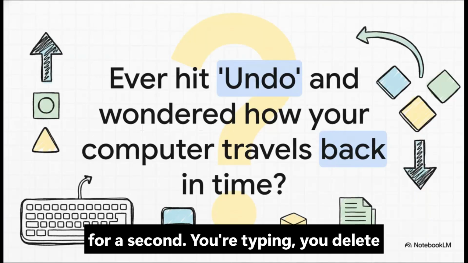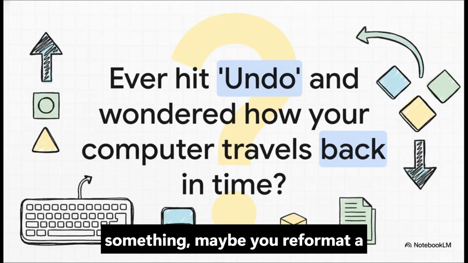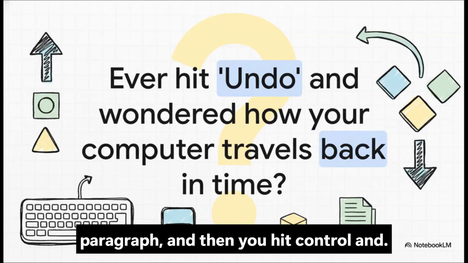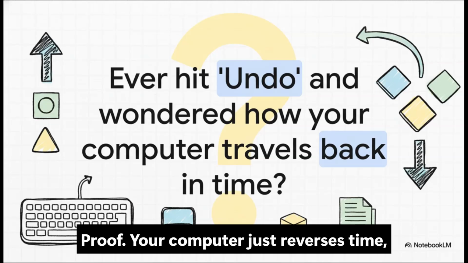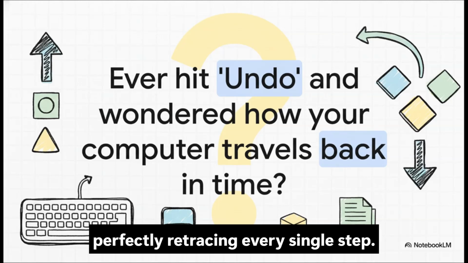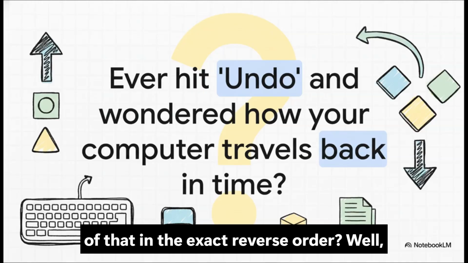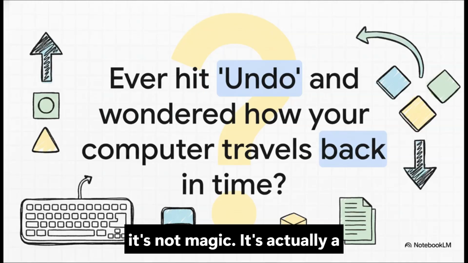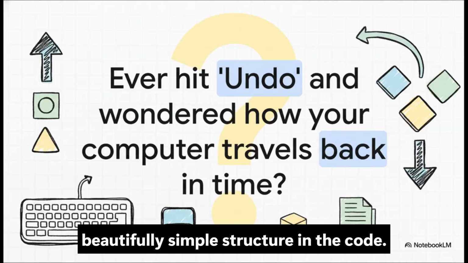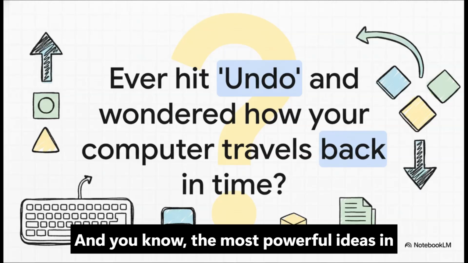You're typing, you delete something, maybe you reformat a paragraph, and then you hit Control-Z and poof, your computer just reverses time, perfectly retracing every single step. How in the world does it remember all of that in the exact reverse order? Well, it's not magic. It's actually a beautifully simple structure in the code.